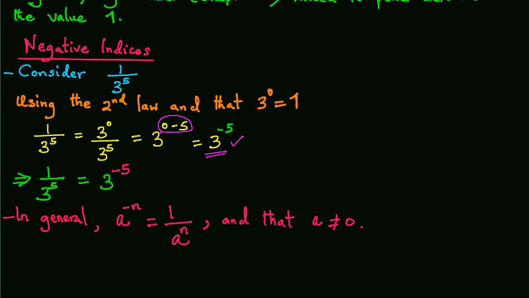In that case, we can say if you have 2 raised to power negative 3, this one is equal to 1 over 2 raised to power 3. So the same index, the only difference is that we reverse the sign.